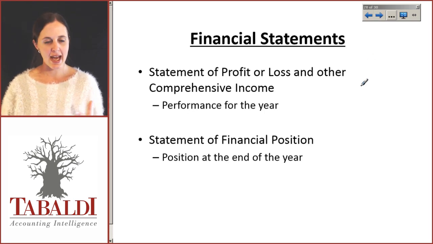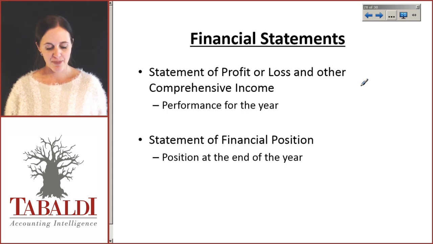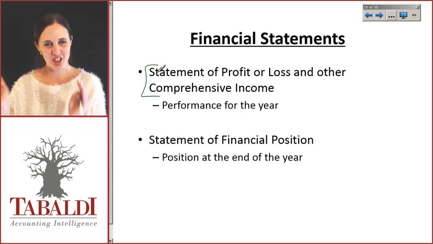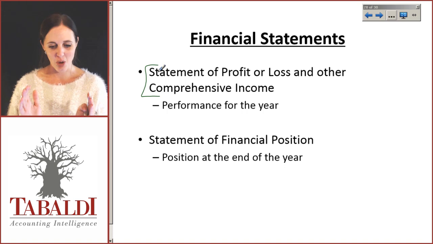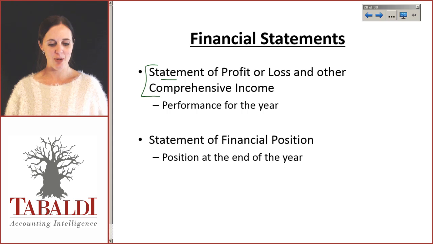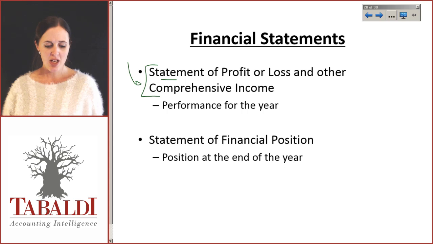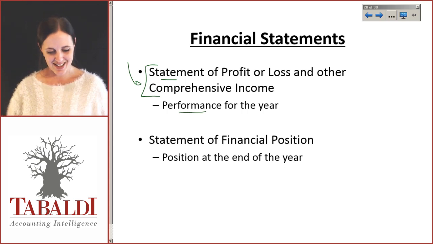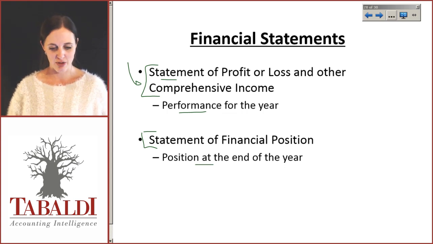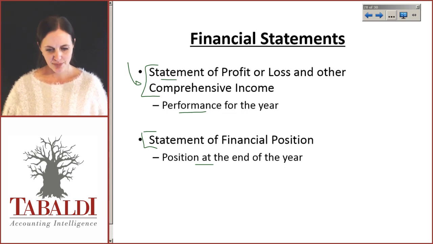The financial statements, the actual reports that you're going to be giving your user. We have a statement of profit or loss and other comprehensive income. It's a very long title and we will generally shorten this a little bit. So your financial statements, your start off is your statement of profit or loss and comprehensive income. You're going to have to get very comfortable with these terms and these names, you're going to be using them a lot. This discusses the performance for the year. We'll get into detail later. Your statement of financial position is the position that you have at the end of the year. So the performance throughout the whole year and the position that you have at the end of the year.